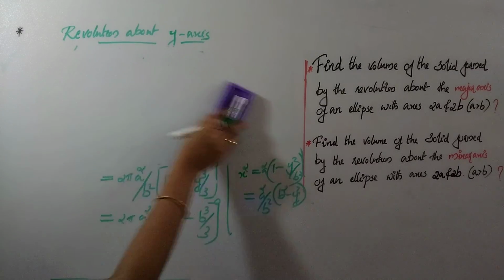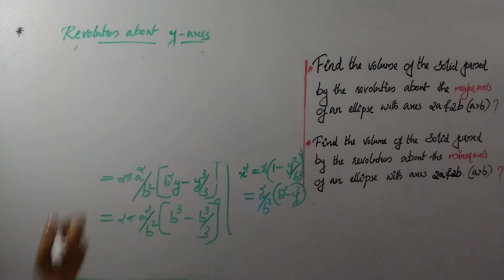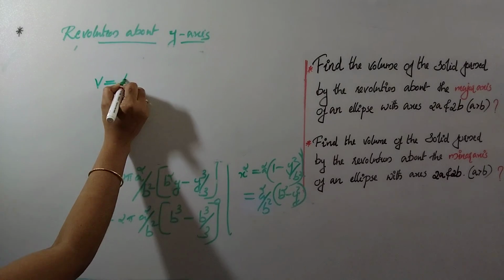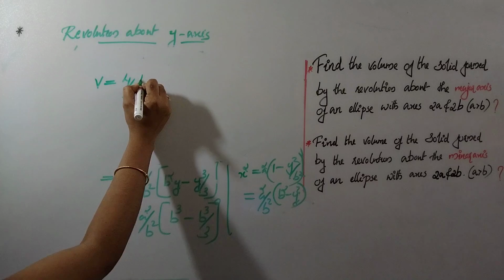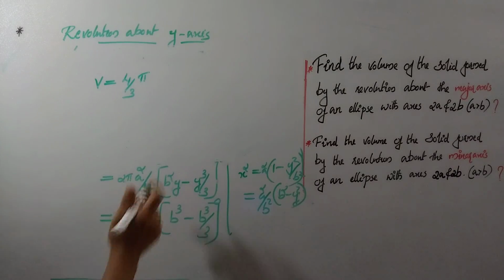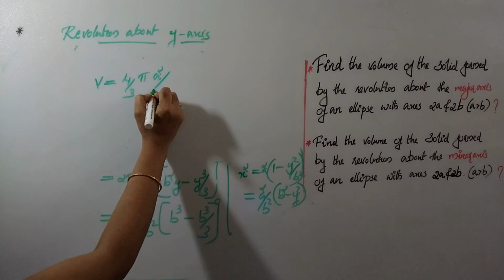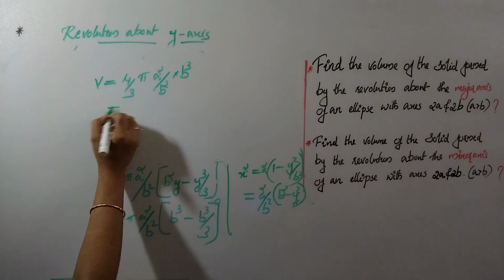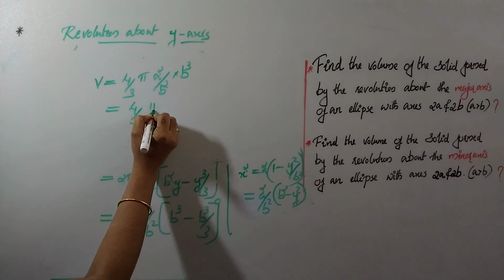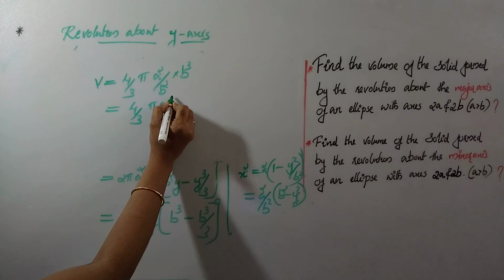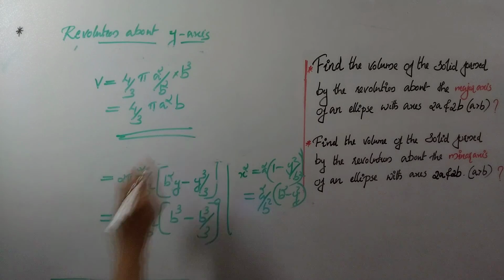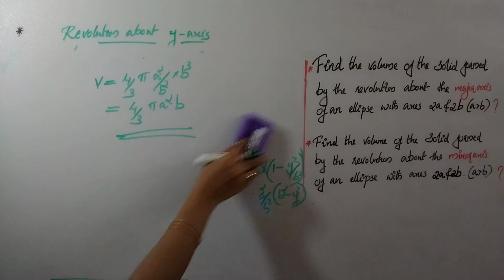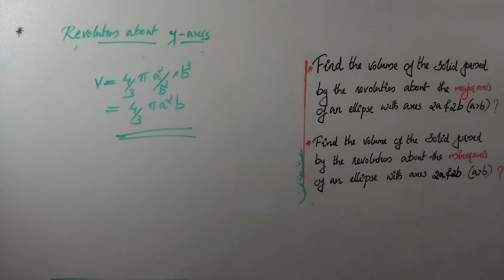So we get the required volume V is equal to 4 by 3 pi a square divided by b square into b cube. That is 4 by 3 pi a square b. The required volume V is equal to 4 by 3 pi a square b.